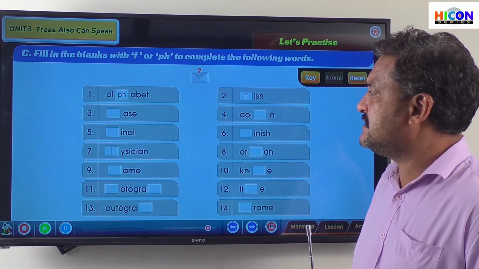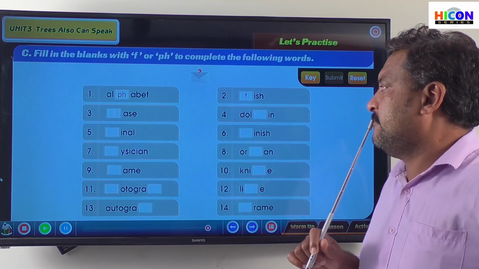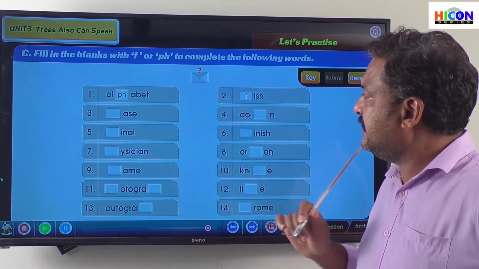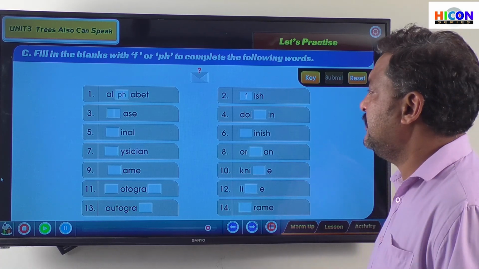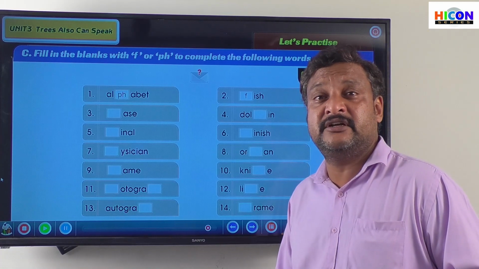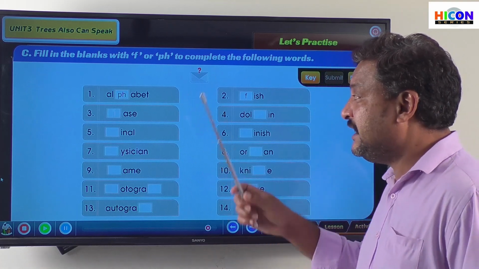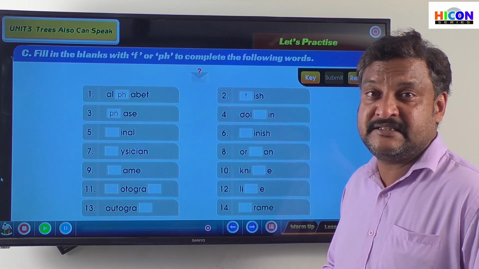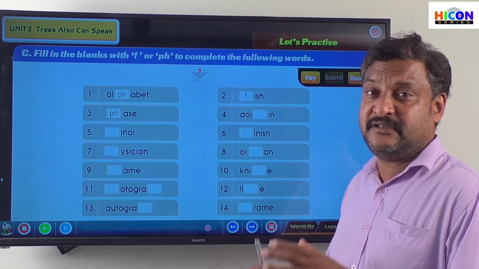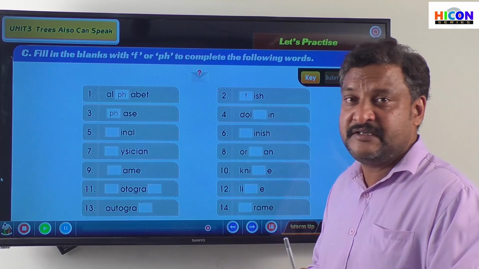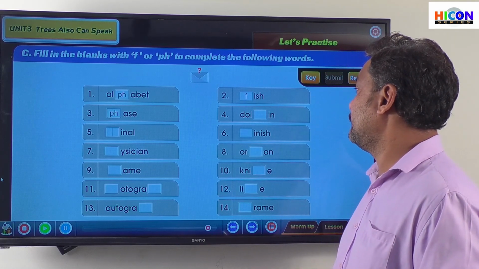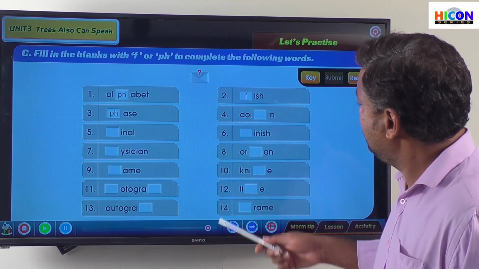Dash A-S-E. If it was a C-E, then we might have written F-A-C-E, but that is not the C here, it is S here, so we need to write P-H there, isn't it? P-H-A-S-E. Phase. Phase means stages. First stage, second stage, third stage, isn't it? Yeah, just like that.